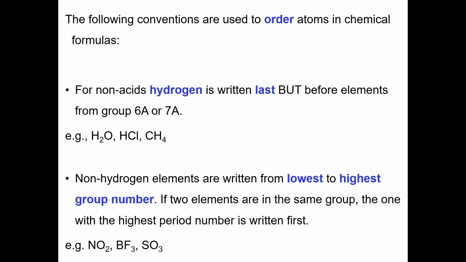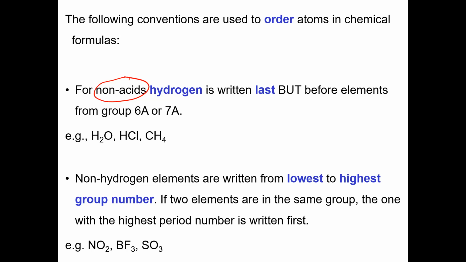But CH4 is the correct order because carbon is in group 4A and hydrogen comes last, except that it comes before elements from group 6A or group 7A. Now, we say that this is for non-acids, hydrogen is written last. For acids, hydrogen is always written first, and we'll do a whole section on acids later on that will help clarify that. For elements that are not hydrogen, we write them from lowest group number to highest group number.